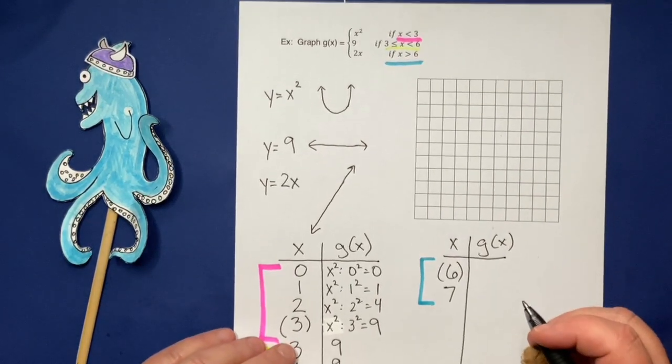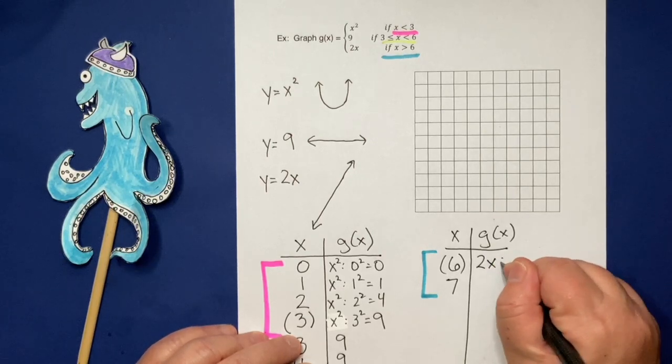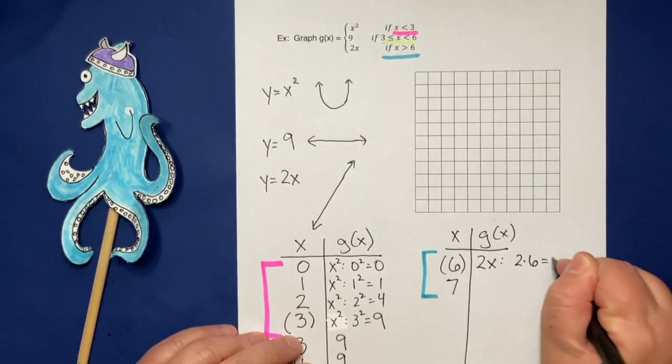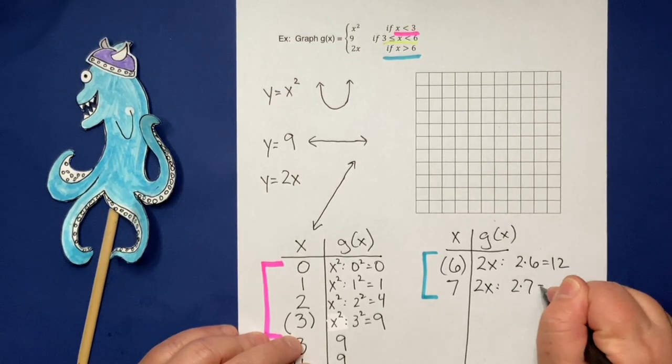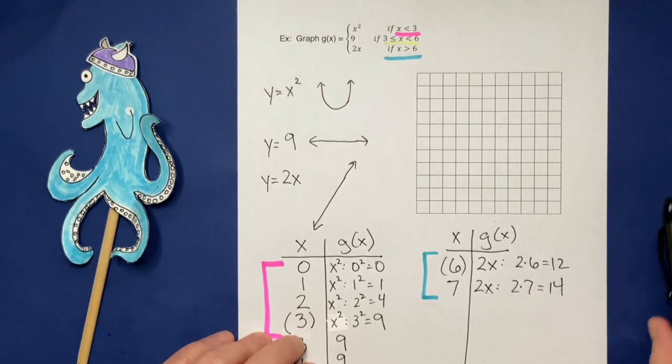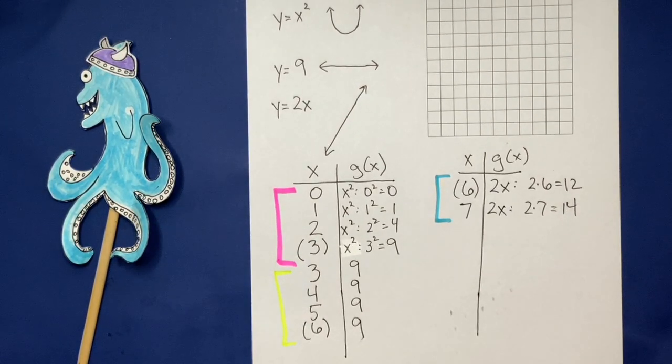So over here, oh, I can keep this up. There we go. This will be 2x, which would be 2 times 6, which is 12, and 2x, and that would be 2 times 7, which is 14. So I've got a bunch of data points. That's very interesting.